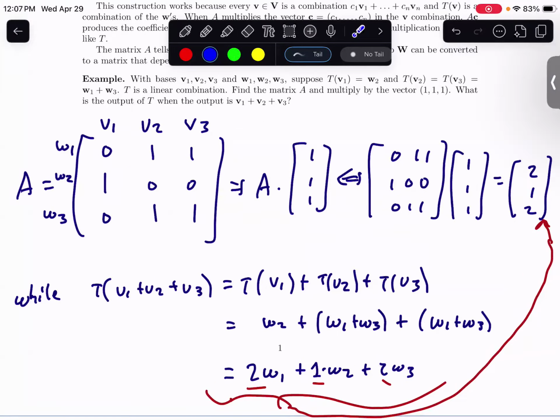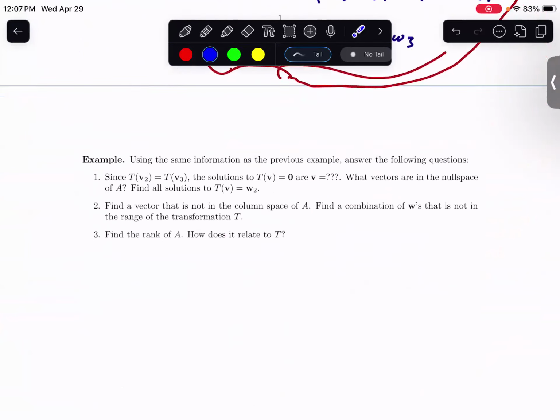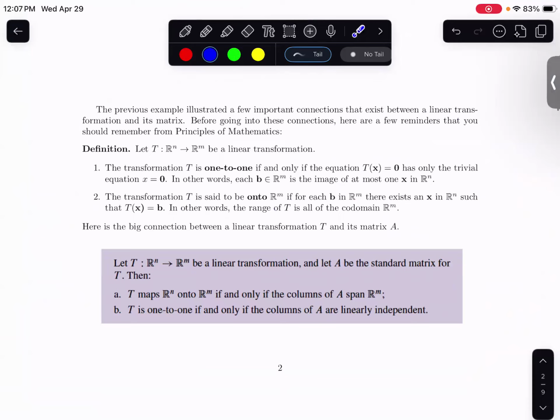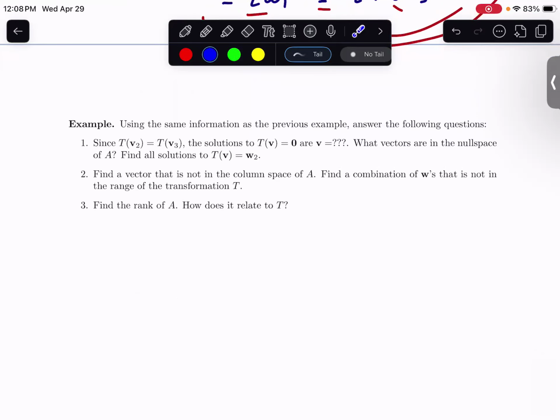And so I wanted to talk a little bit more about this connection. First, I'm going to go through an example, and then there's going to be a general theorem at the bottom that we'll cite. This is really a way for me to sneak row reduction into the final exam, which will be nice for you. For this example, we're using the same information as the previous example, so T and the basis vectors for V and W are the same.